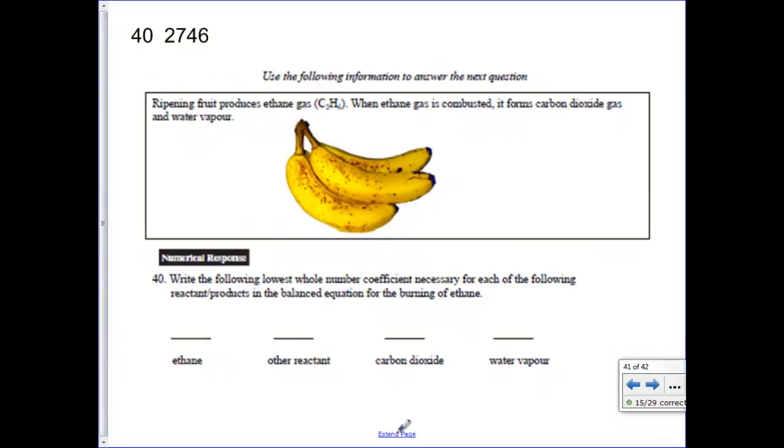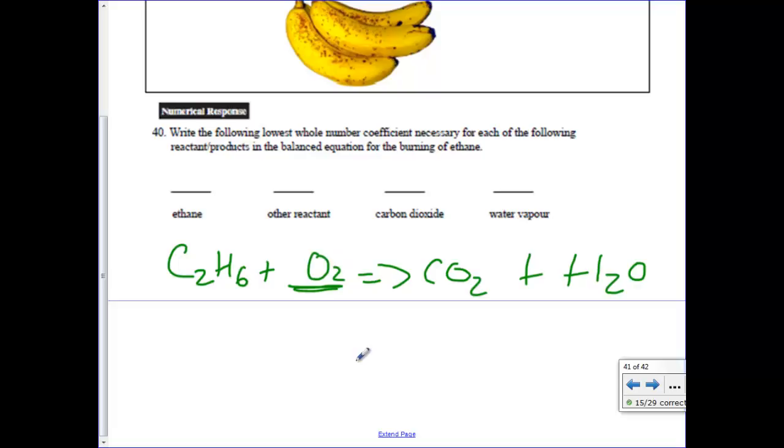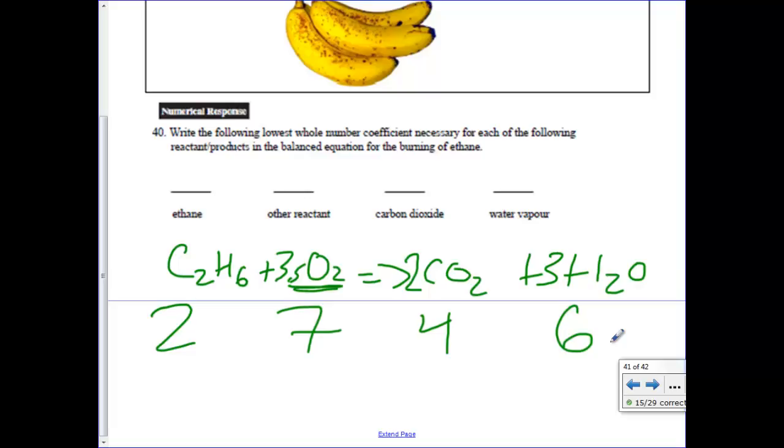Okay, and last one. So you need to first write out the equation. It tells you what ethane is, it's C2H6. You have to add it to something to make CO2 and water. What is always the other thing in a combustion reaction? Yeah, oxygen. So last step, you need to balance properly. When you balance, usually do a 2 and a 3. And then this guy has to be 3.5. But you can't use 3.5, so you double it. So it becomes 2, 7, 4, and 6.